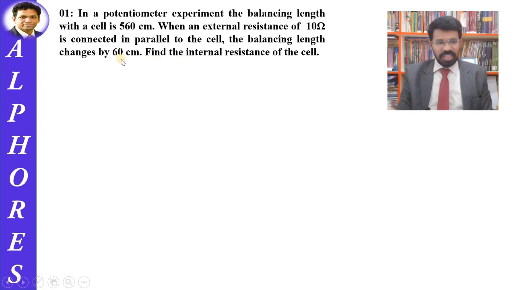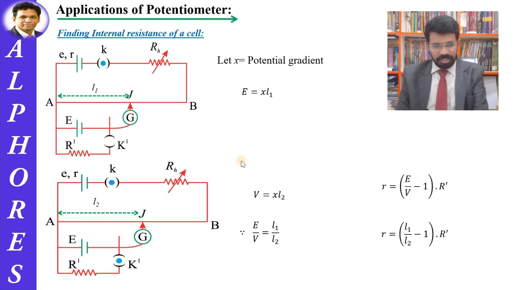The balancing length changes by 60 centimeters. He has not given the balancing length. It was said that it changes by 60 centimeters. Find the internal resistance of the cell. Now here, students try to understand this. It was said that the balancing length changes by 60. Whether it increases or decreases, it was not mentioned, isn't it? But see here, let us have a look at the previous circuit.